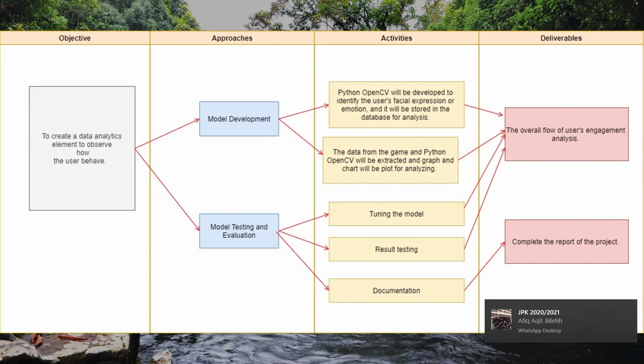So the third objective and second objective have the same approaches, because I wanted to do 2 objectives simultaneously, which involve developing the game, and at the same time developing the convolutional neural network (CNN) for facial expression detection.